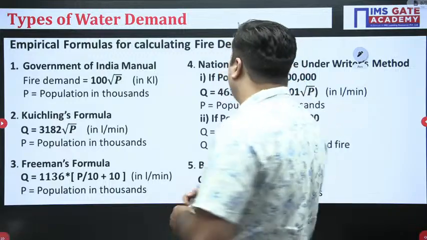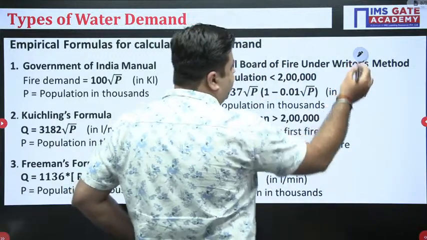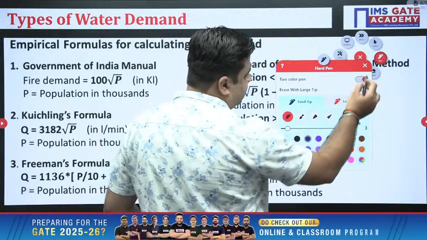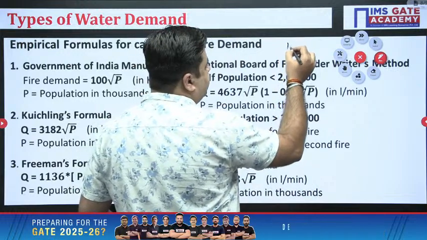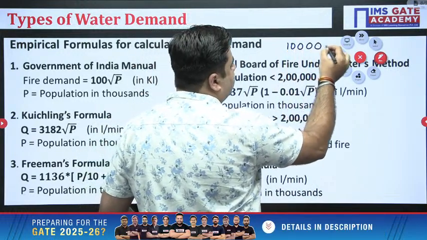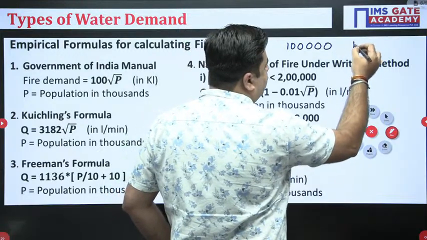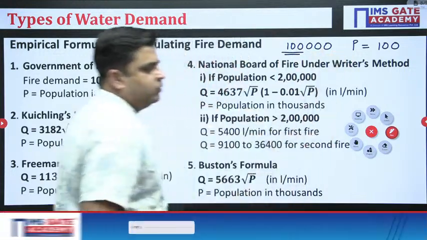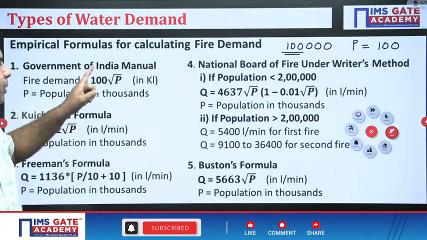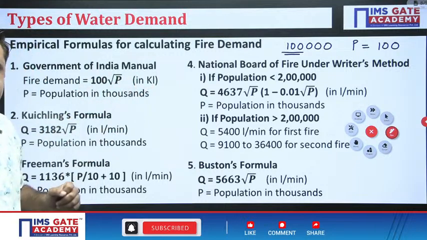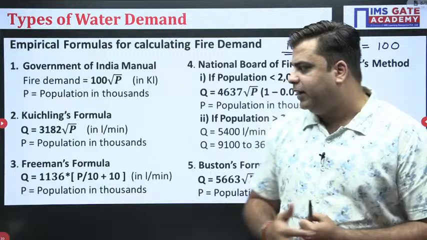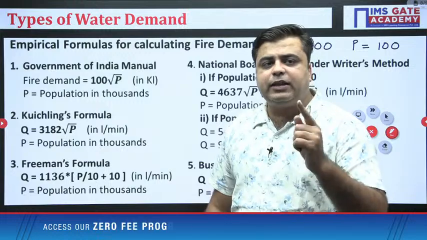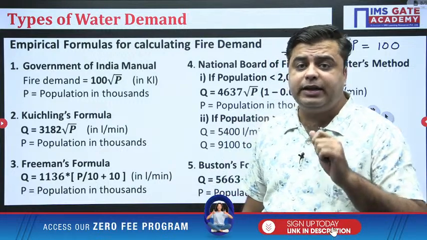So for example, if the population of the community is 1 lakh, then what will be the value of P? Value of P will be 100, because this 1 lakh is nothing but 100,000. So like that, you need to substitute the value of P here and you will get the fire demand in kiloliters. The next formula for calculating the fire demand is termed as Kuichling's formula, which is equal to 3182 root P, and here the fire demand is calculated in liters per minute in terms of discharge.